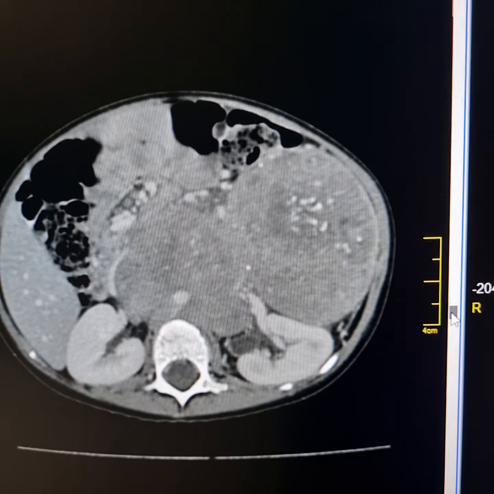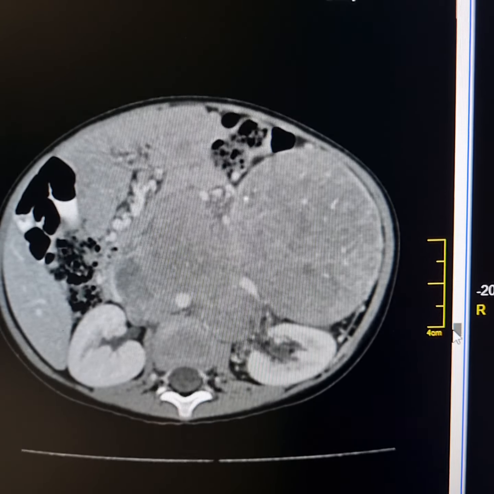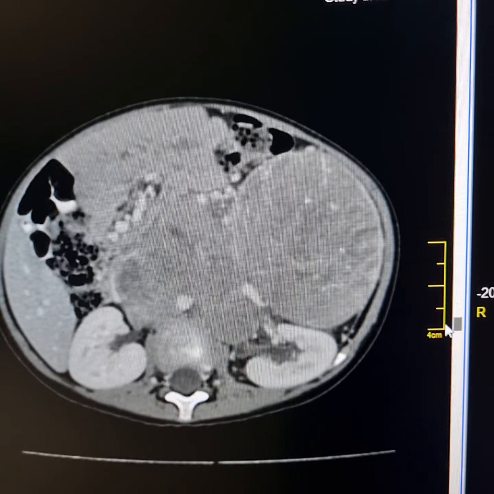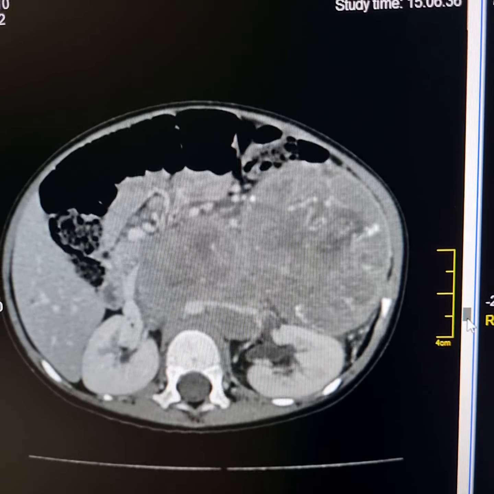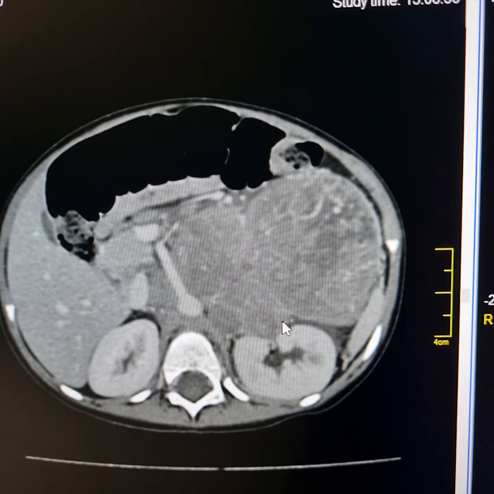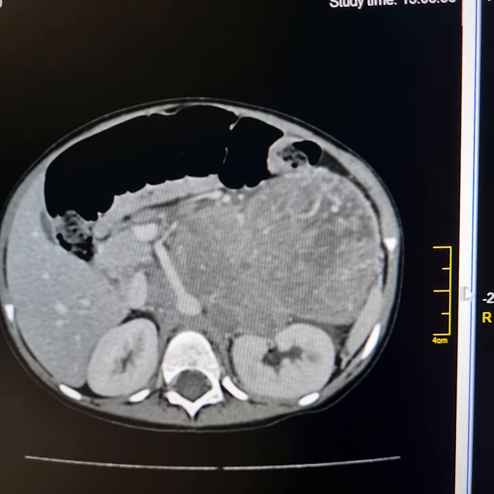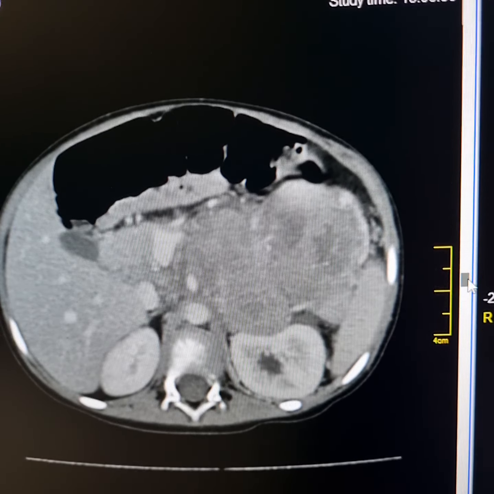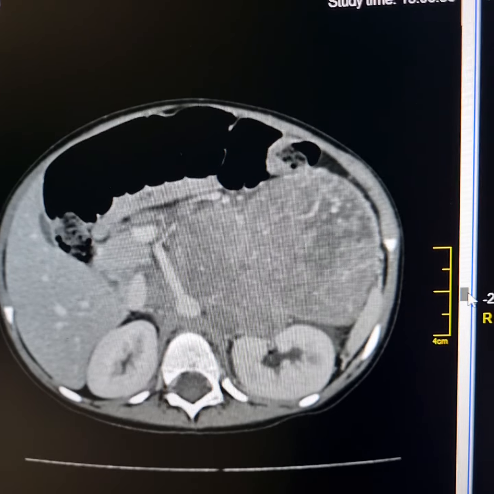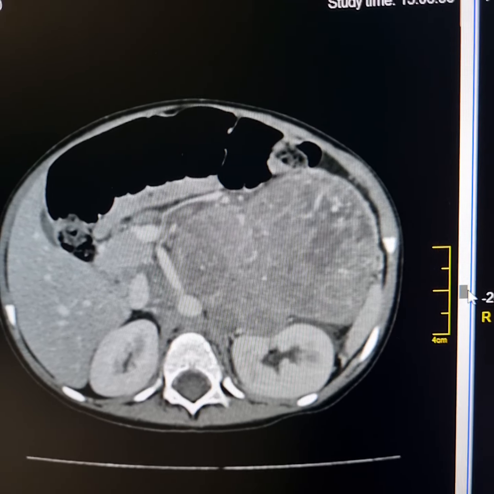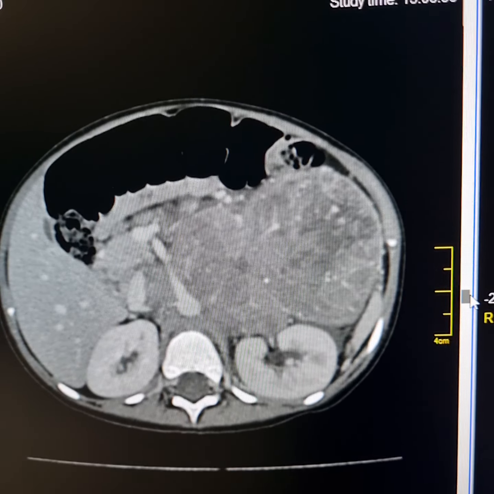This mass extends across the midline onto the right side. It has surrounded the proximal part of the celiac trunk in this region. The superior mesenteric artery is surrounded by the mass.